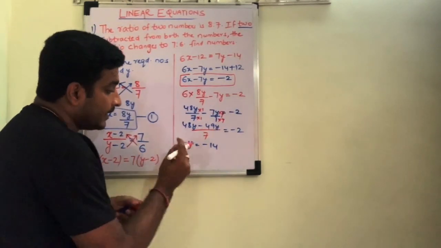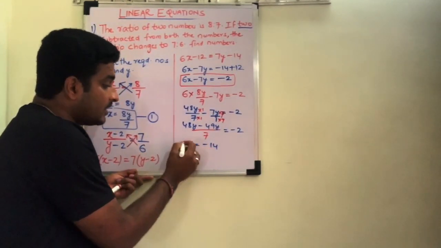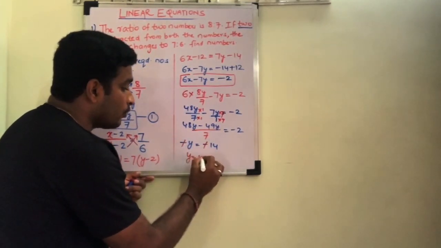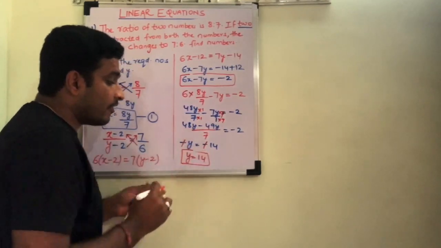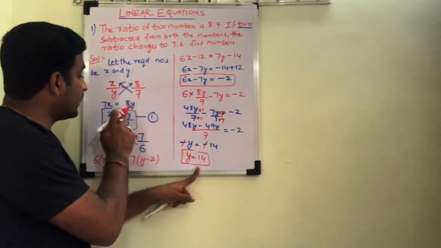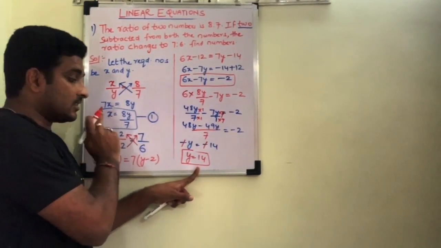Then on the left hand side we have minus, and on the right hand side also we have minus. This minus gets cancelled. Then y equal to 14. When you substitute this y equal to 14 in equation 1 and solve that, we'll get the value of x.